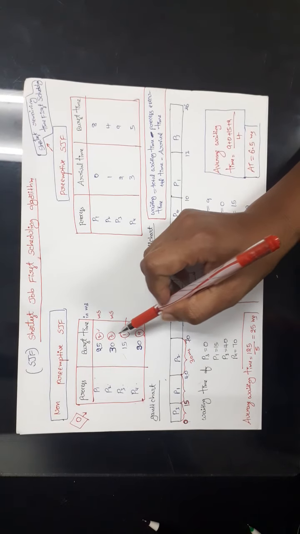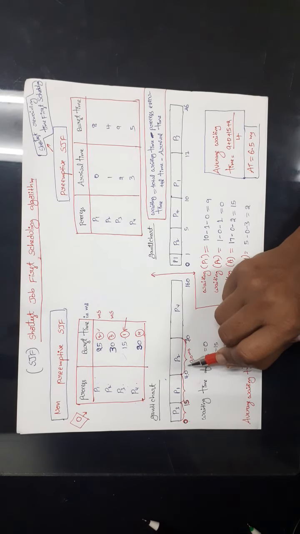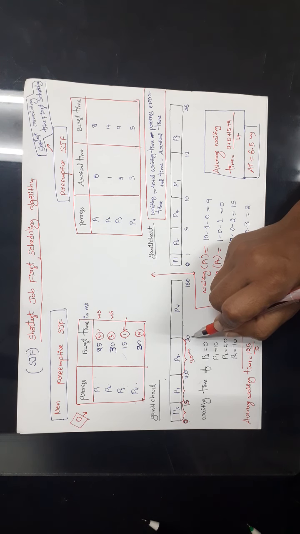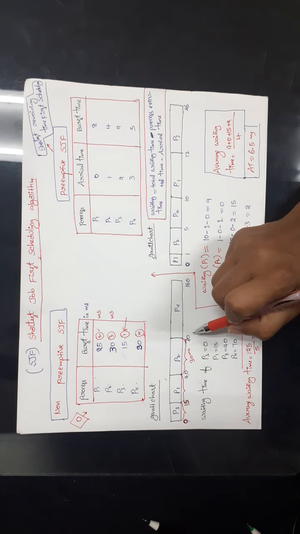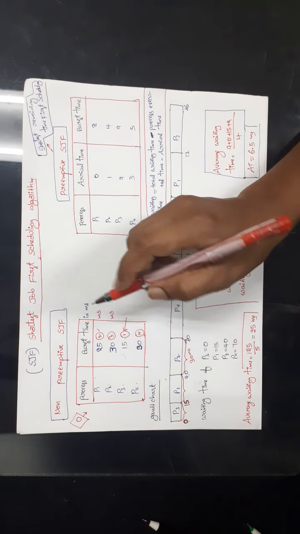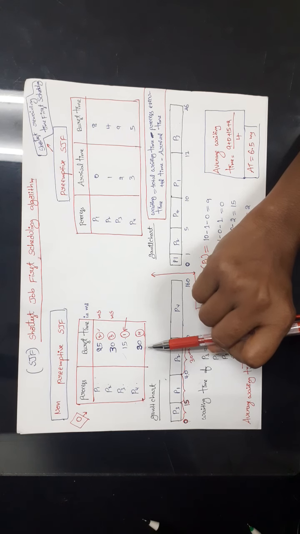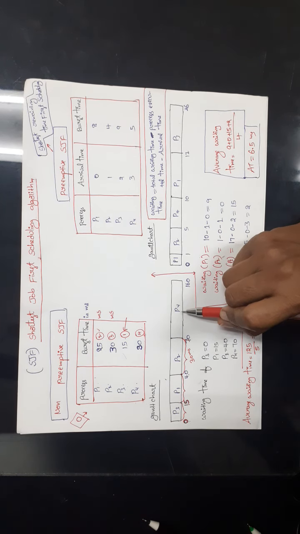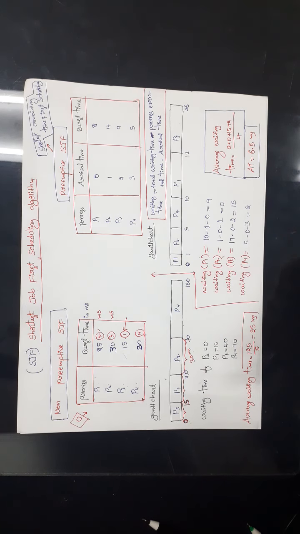After that, which one is minimum? P2. So P2 will take the CPU and be executed for 30 milliseconds, then it will release the CPU and free it up. Next, P4 has the largest burst time, so it will be given the CPU at last. The CPU will be given to P4 at this moment, and after finishing its execution it will release the CPU.